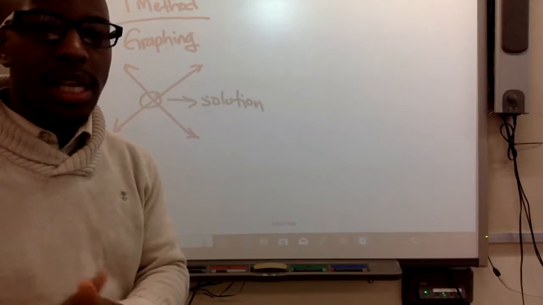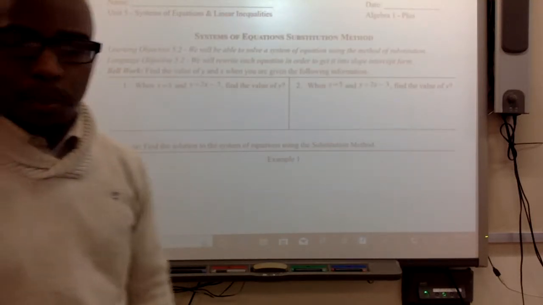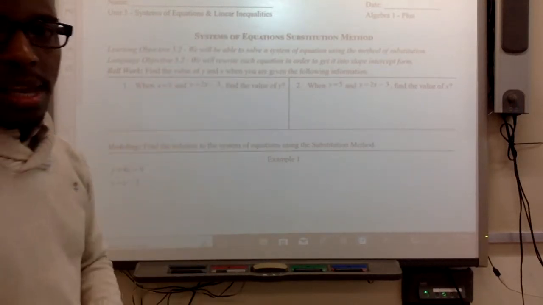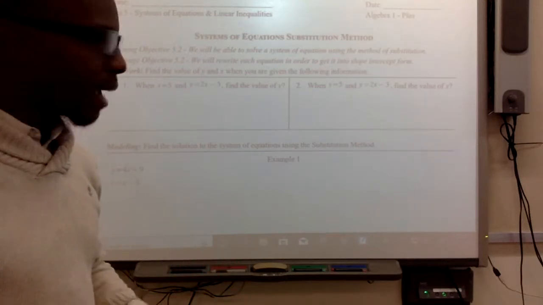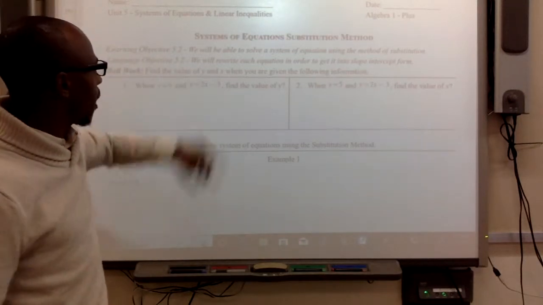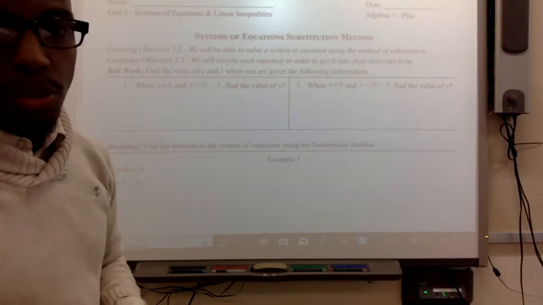So let's look at our worksheet. Everybody should be looking at 5.2, the systems of equations substitution method. If you're not on that page, make sure you are. I think it's page 3 or 4 in the packet, but it should say 5.2. Learning objective 5.2: we'll be able to solve a system of equations using the method of substitution.